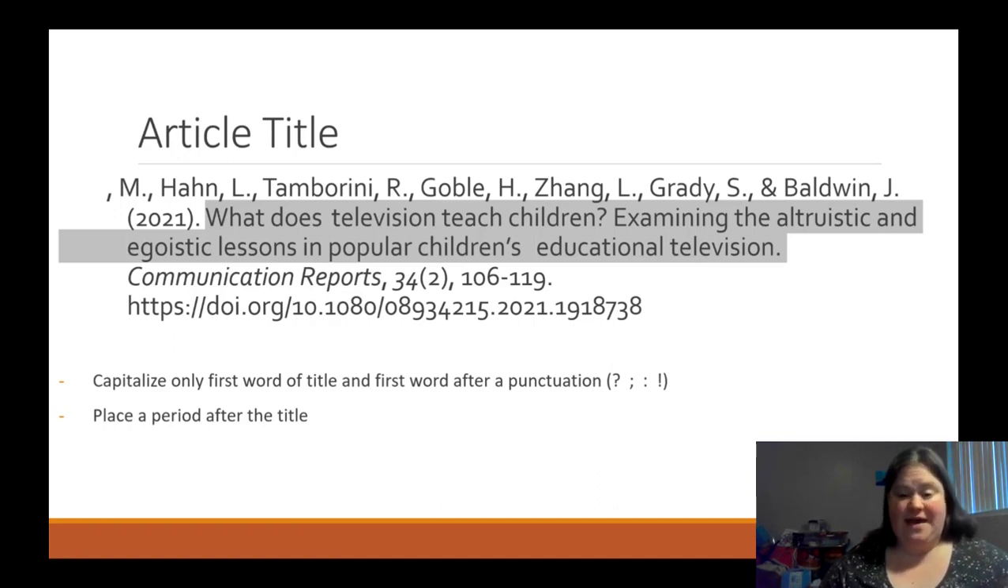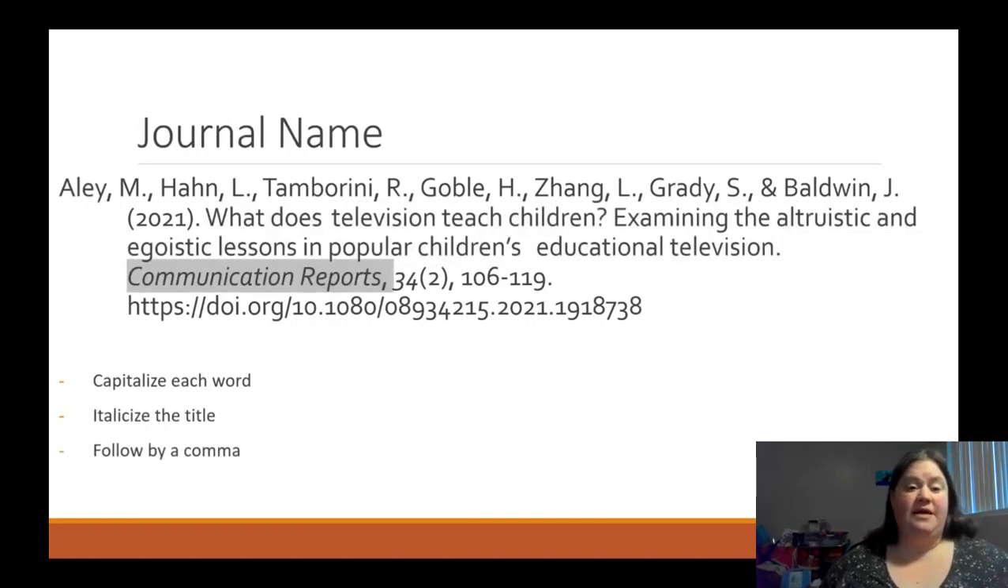And after you've typed out their title, you want to just put a period to show that that section is done. So making sure you know where that punctuation goes is very important. Next, you have, in the case of a journal name, in this article, it was Communication Reports. You can see each word is capitalized in the journal name, not the article name. You want to italicize the title, and it is followed by a comma.